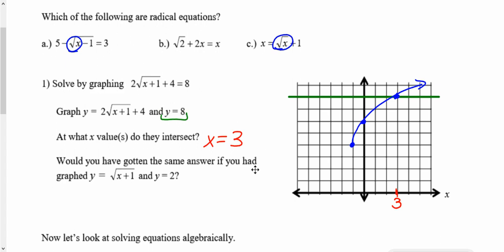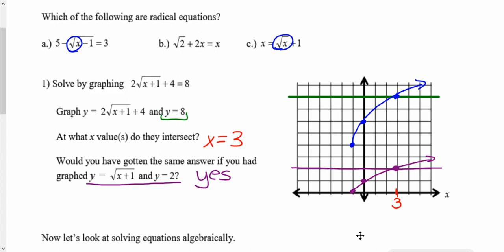So the next question is, would you have gotten the same answer if you had graphed y equals the square root of x plus 1, and y equals 2? And the answer to that is yes, you would. So I've graphed those, and you can see they still cross at x equals 3, but the y value is now different. Again, the y value didn't matter, so that's the same solution. Why did we ask this question? We asked this question because in our original equation up here, if we had subtracted 4 from both sides to move the 4 over, and then divided both sides by 2 to move the 2 over, you would have had the square root of x plus 1 is equal to 2. And that's the equation we solved in purple.